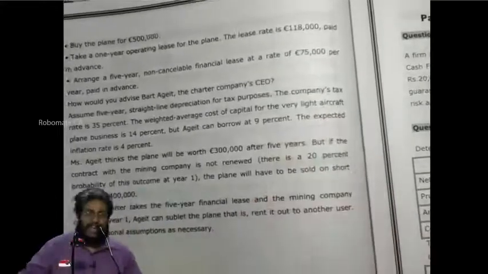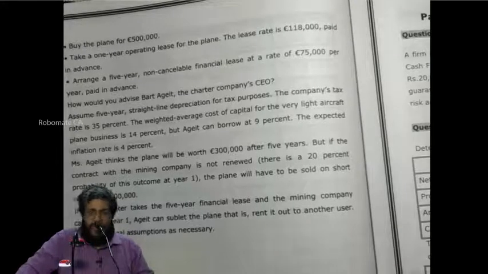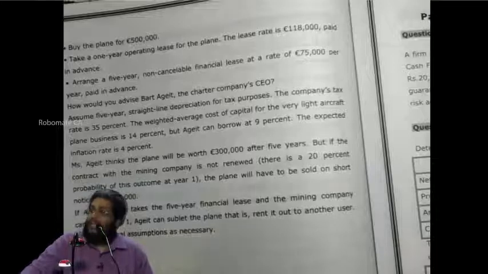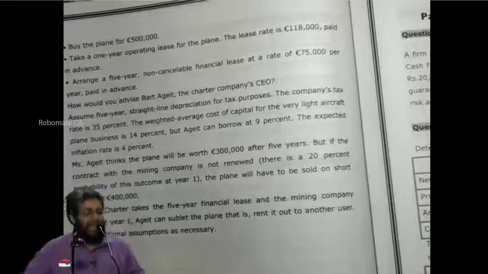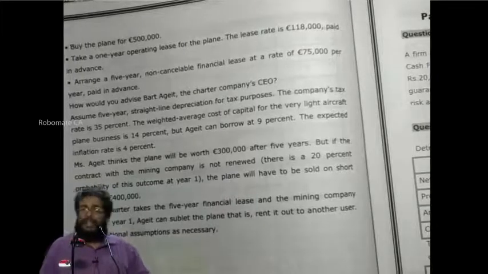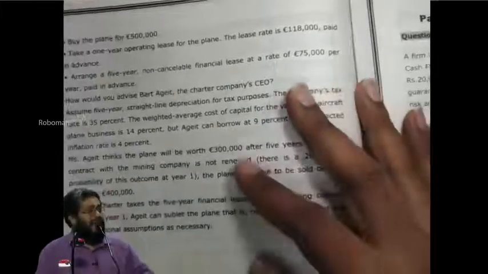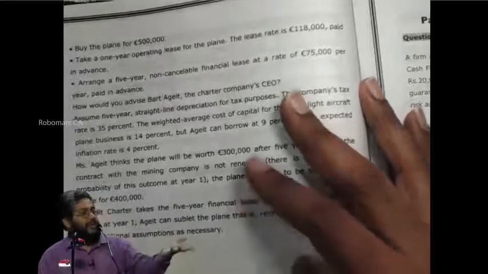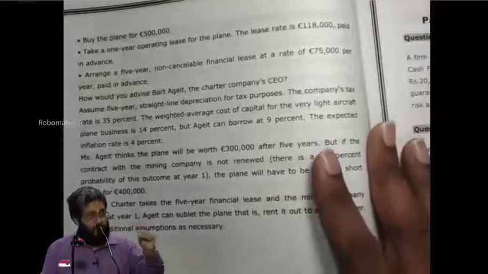Now, next is the financial lease. How many years? 5 years. It is non-cancelable. Once I take it, I have to pay only for how many years? 5 years. And it is how much here? 75,000 euro is going to be the financial lease. But in the first year, if I don't renew the contract, they said that you can sublet it. The answer assumes that I can sublet for the same 75,000 euro. So the cash flow becomes zero in what? Second, third, fourth, and fifth year. Everybody following or not? Now, all these details have been given, and one more detail is given.